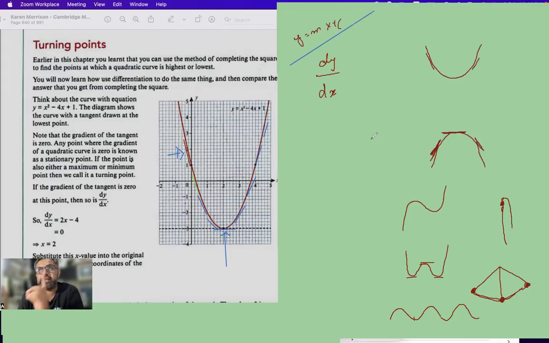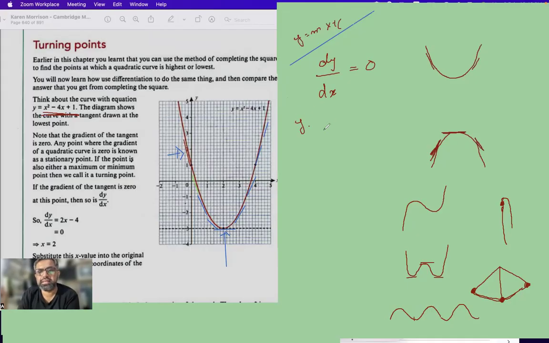Where there is a turning point, it means the slope becomes equal to zero, the derivative becomes equal to zero. So it means dy by dx becomes equal to zero. When dy by dx is zero, we have to find the coordinates of the point where dy by dx, the gradient, the derivative, is zero. We take an example. Over here, the example given is y is equal to x square minus 4x plus 1.